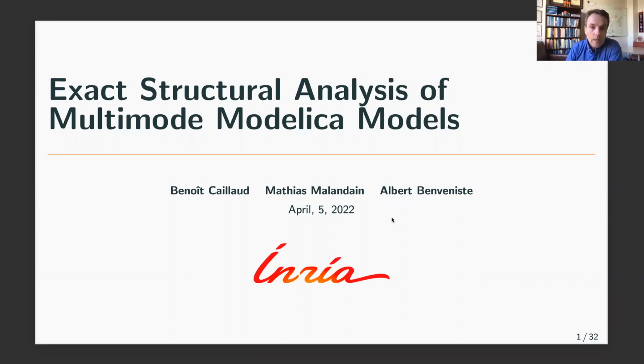Benoît Caillaud has also been at INERA since 1997. He's currently a senior researcher, and his interests include hybrid system modeling and verification, and especially, as we'll see today, scalable analysis algorithms useful for compiling hybrid Modelica models for purposes of simulation and analysis.